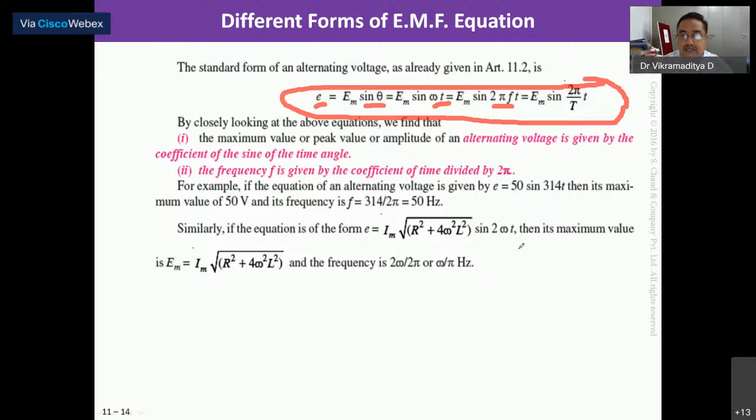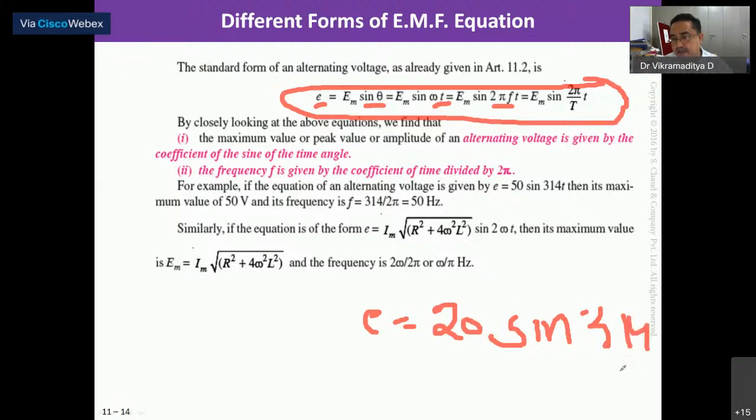So you can find out the corresponding frequency. Suppose you have been given an example, e is equal to 20 sine 314t.